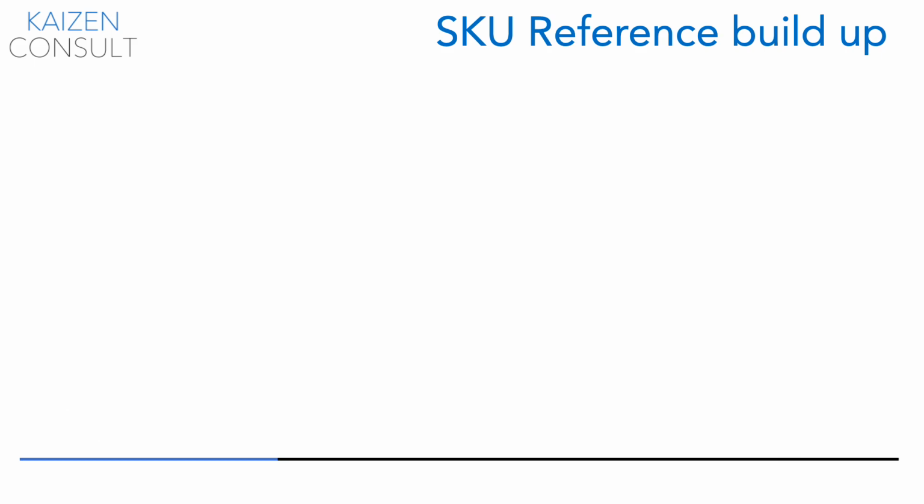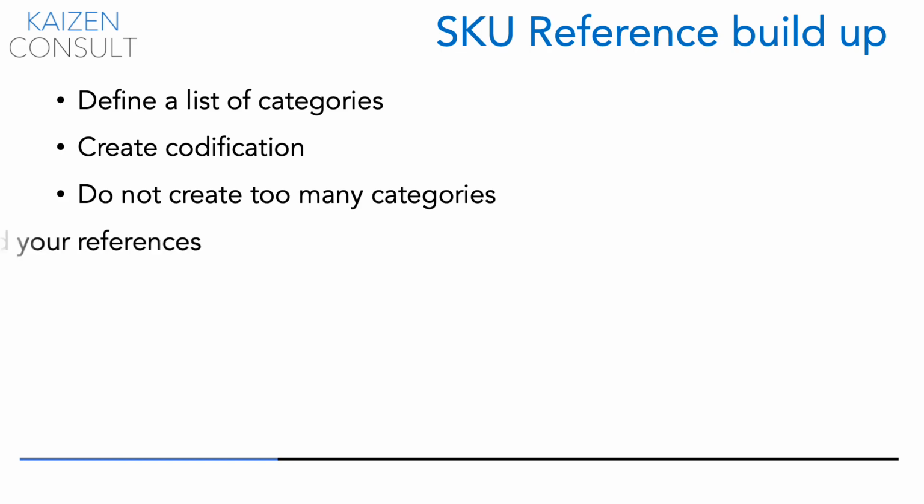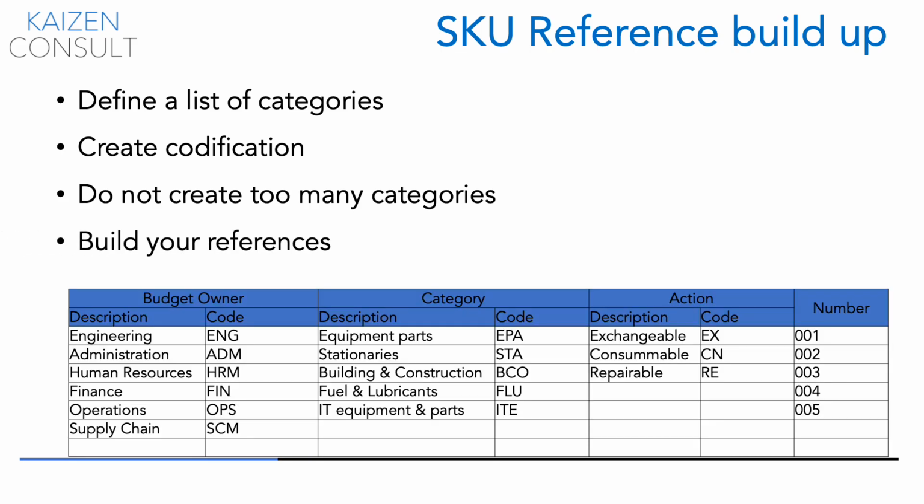So, how would you build up your reference? Here is, following our previous example of SKU model, the way it was built. First, define a list of categories, subcategories, or actions in our case, for which products are ordered or stocked. Then create codification for each of them. But be careful not to create too many categories, which can then become overwhelming and a source of errors. Then, build your references for each line item. In this table, you can see better the keys to building your referencing system.